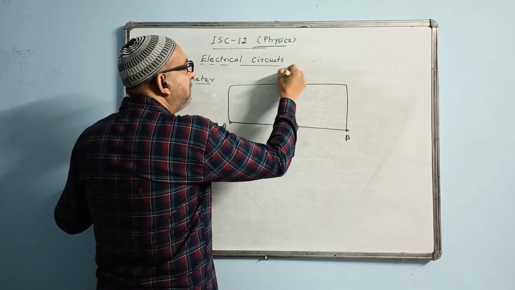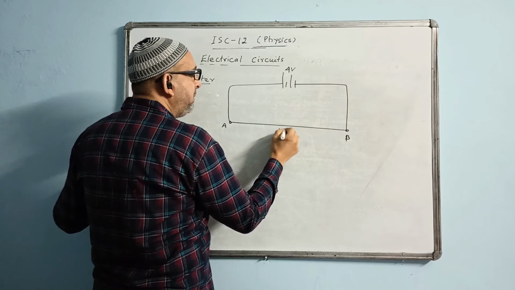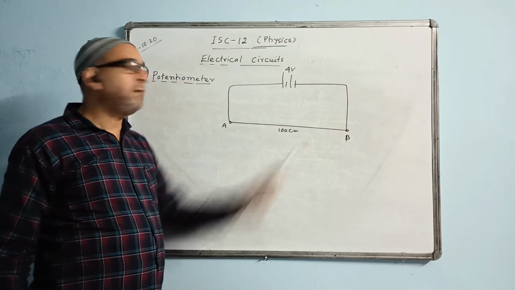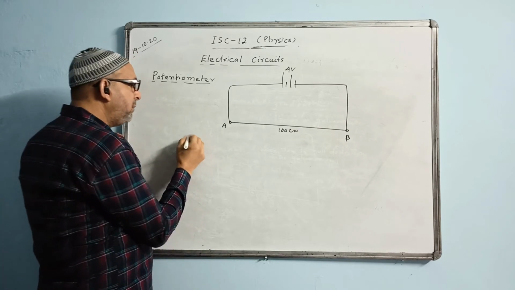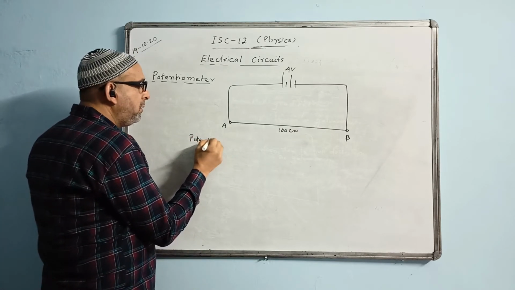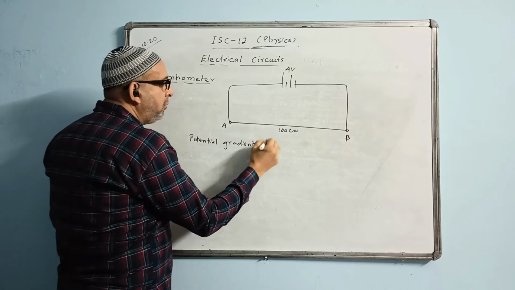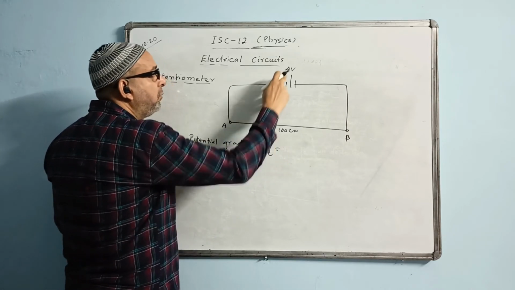And this is, say, 4 volt and this is 100 centimeter. The question is asking to find the potential gradient of the wire. We will find the potential gradient this way. Potential gradient is equal to V by L, voltage upon length. Voltage is how much?